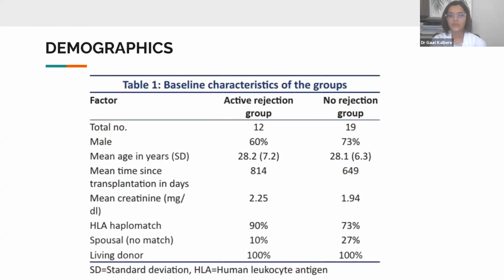So now, what were the demographics of the study? There were a total of 31 patients, as we discussed. In the active rejection group, there were 12. In the no rejection group, there were 19. Males were 60 and 73% respectively. The mean age was also well balanced. Time since transplant was 814 for the active group, and in the no rejection group, it was 649. The mean creatinine levels were also somewhat well matched, as were the rest of the parameters.